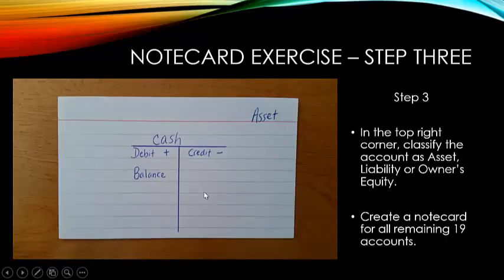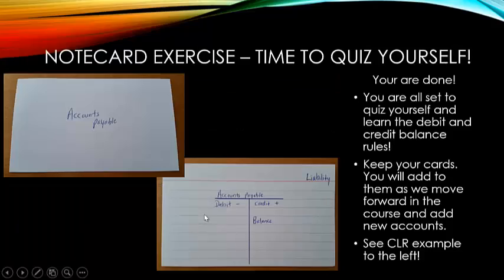In the top right corner for step 3, what you want to do is to classify the account as asset, liability, or owner's equity. We know again cash is an asset, so we just write asset in the top corner. So what you want to do is create a note card for all remaining 19 accounts as I've described here. Once you do that, you're all done.